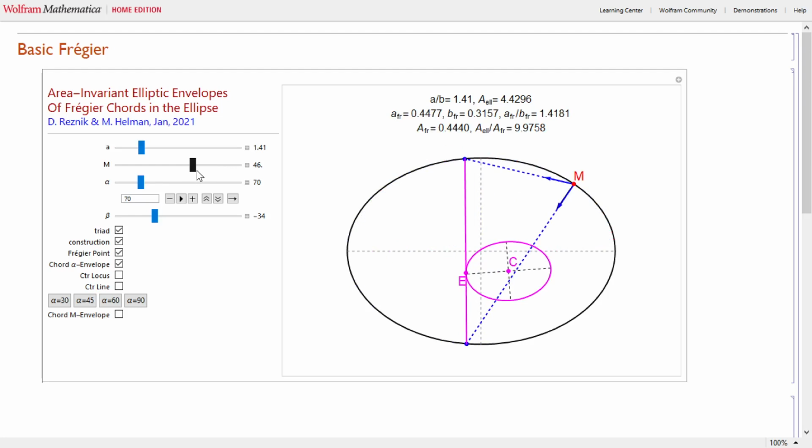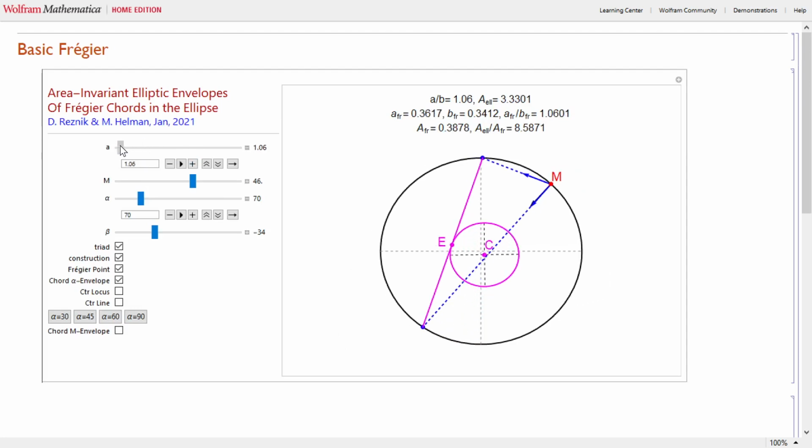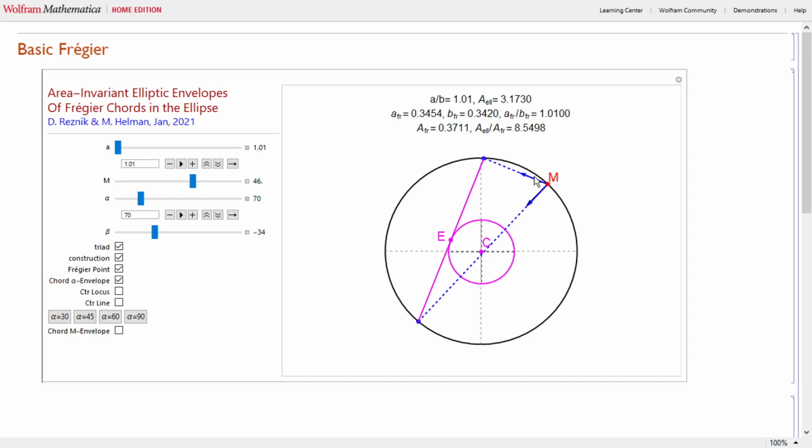Now let's look at something we did not talk about last time. What happens if the ellipse is a circle? So let's reduce A over B of the ellipse to 1. Okay? What happens if my ellipse has two equal semi-axes, therefore it is a circle? What happens to that envelope? That envelope becomes a circle.